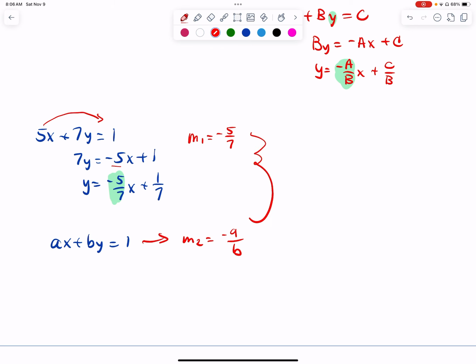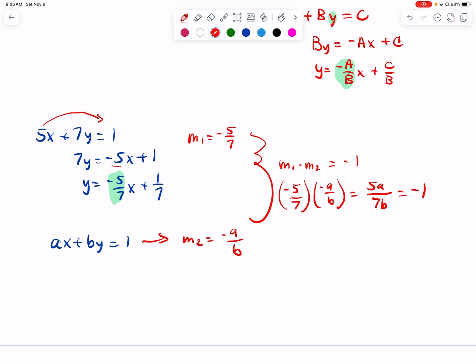But in the meantime, I'm just going to take slope 1, multiply it times slope 2, and this should be equal to negative 1. So I have a negative 5 over 7 times a negative a over b. And when I multiply these two, I just multiply them straight across. Yes, there are variables in here. It doesn't even matter. So the two negatives are going to cancel out, making a positive 5a over 7 times b. This should be equal to -1 for any of these perpendicular lines.